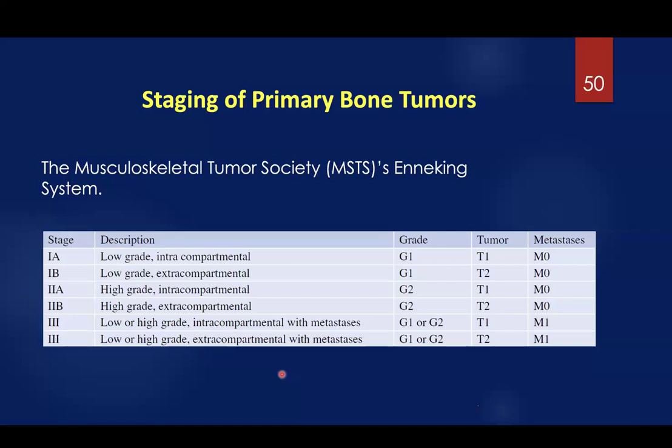Just to complete the story, Musculoskeletal Tumor Society staging: stage 1, 2, and 3. Stage 3 is metastatic disease. Stage 1 is a low-grade tumor, whether intracompartmental or extracompartmental. And stage 2 is a high-grade disease, whether intracompartmental or extracompartmental. Typically, most of our patients come with stage 2B disease, though unfortunately we also have a high incidence of metastatic disease due to late presentation, and unfortunately also due to delayed referral of these patients.